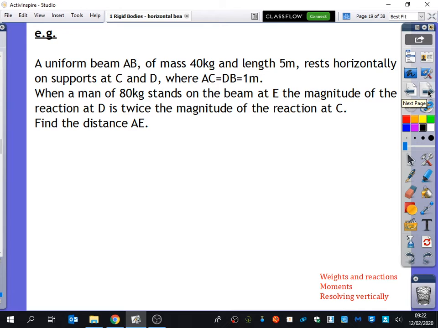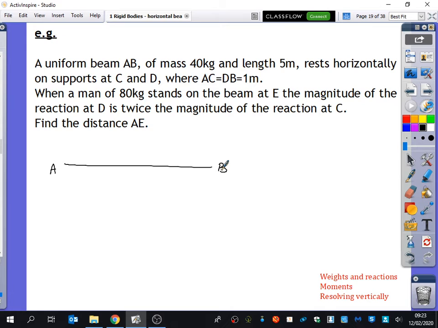Okay, a uniform beam AB of mass 40 kilograms and length 5 meters rests horizontally on supports at C and D, where AC equals DB equals 1. Now, I probably would pause there and say, okay, I'm actually going to just start drawing that part of the diagram. They've told me that the beam is called AB, which means the ends of it are A and B.